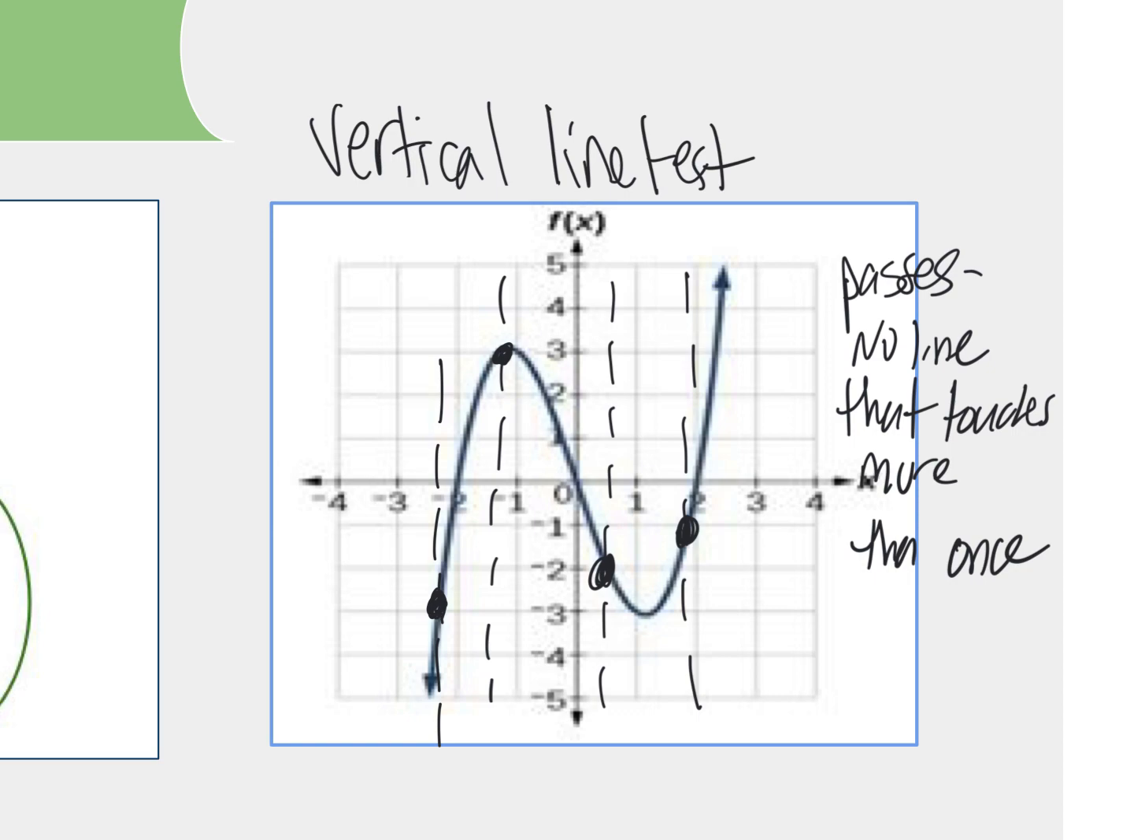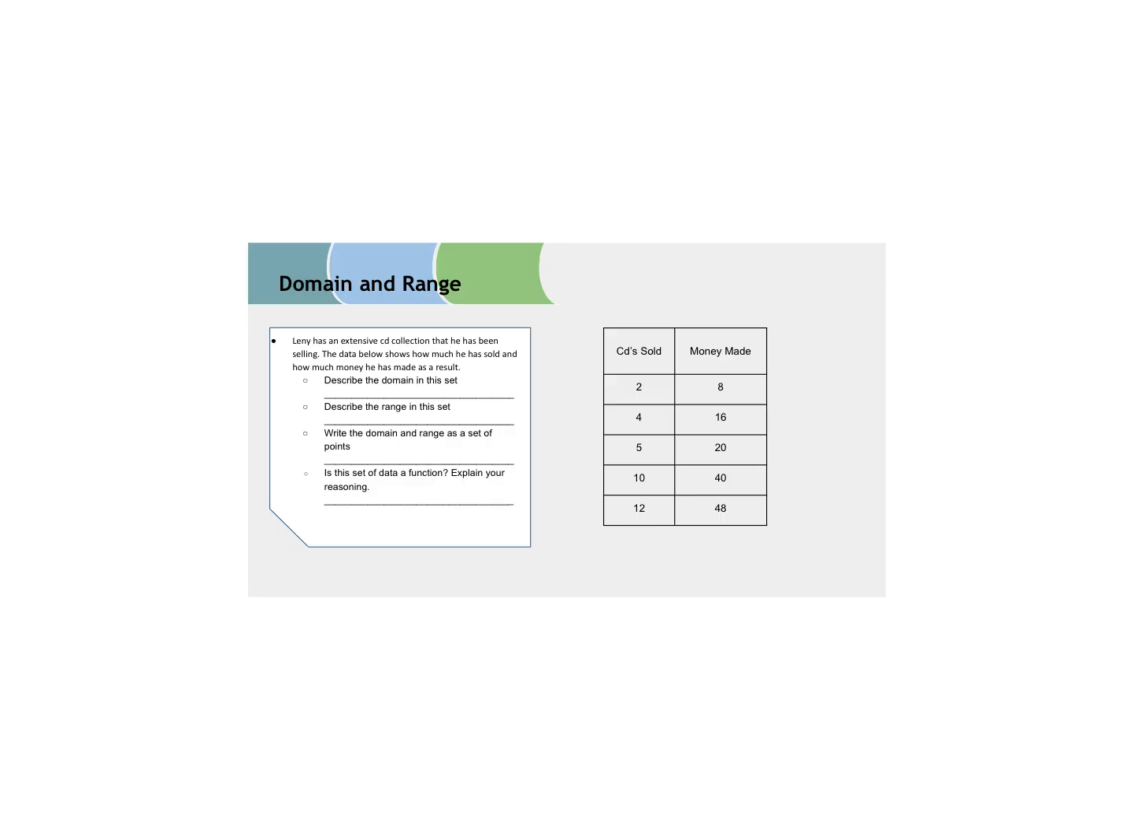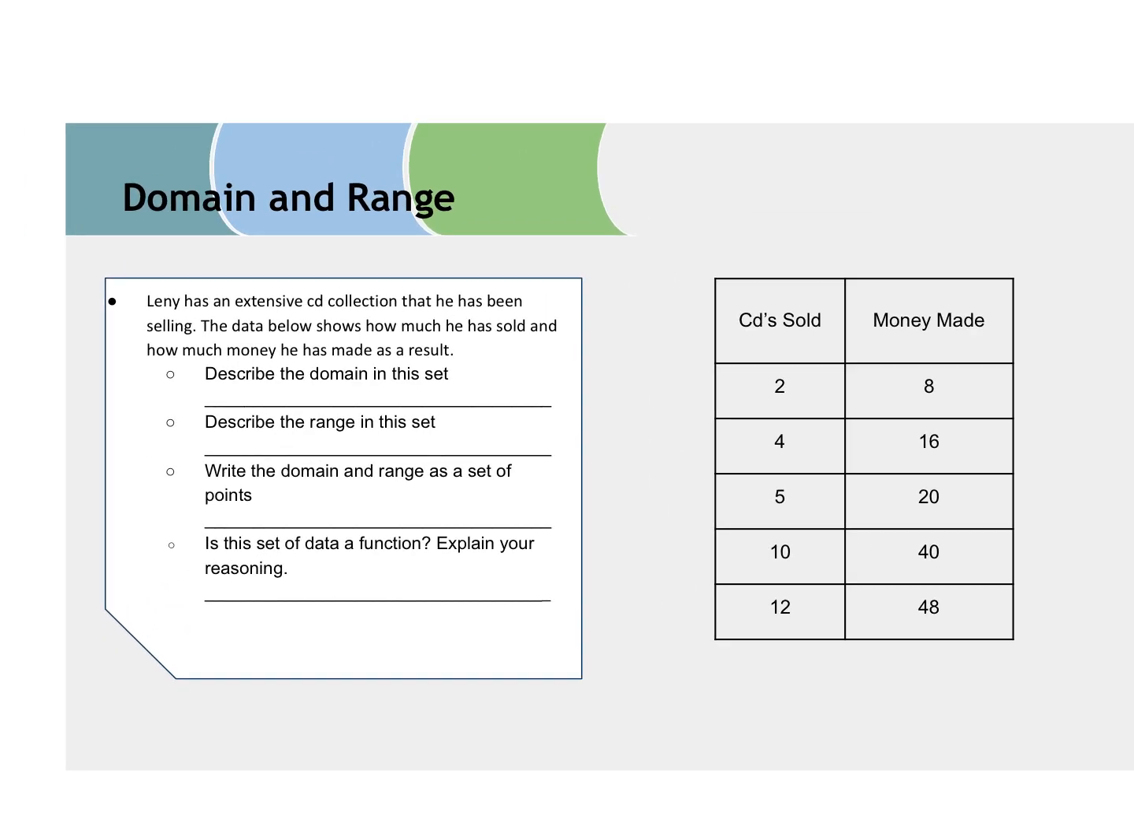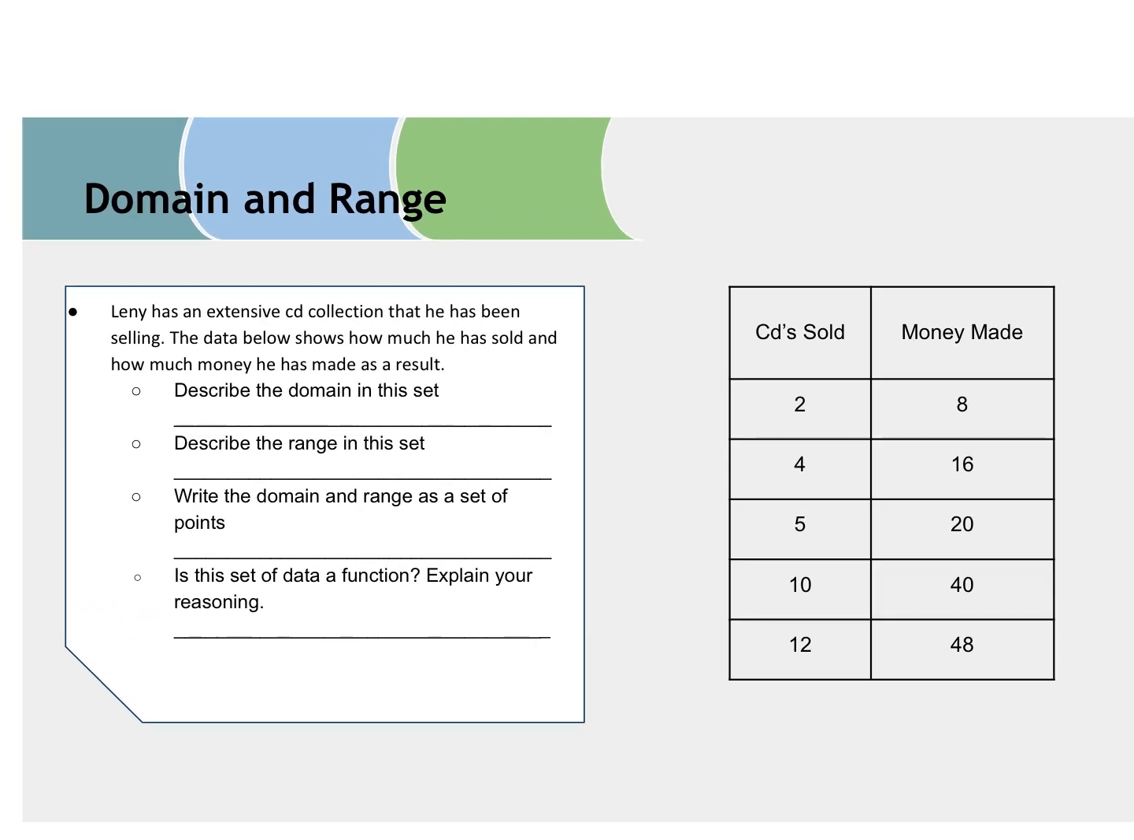So that's a quick way to test if a graph is a function. Now, when we talk about domain and range, we want to think of domain as the input, and this is an output, my range. So domain is considered all the potential values that might make sense in a problem. So let's look at this.